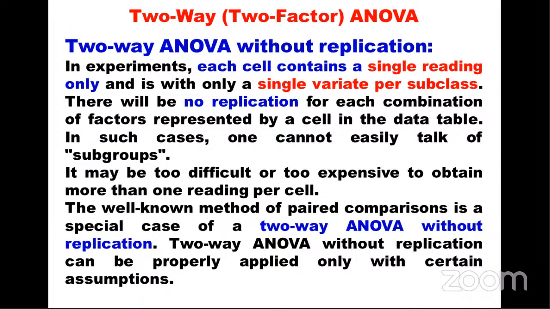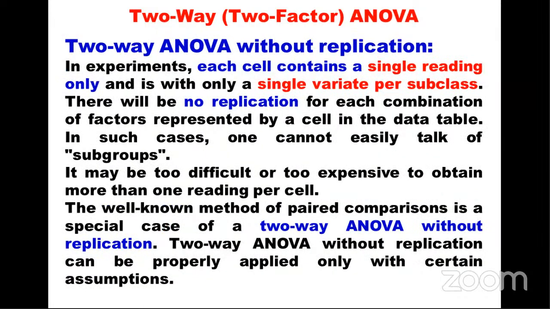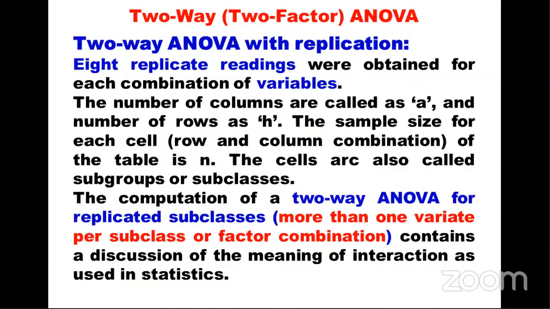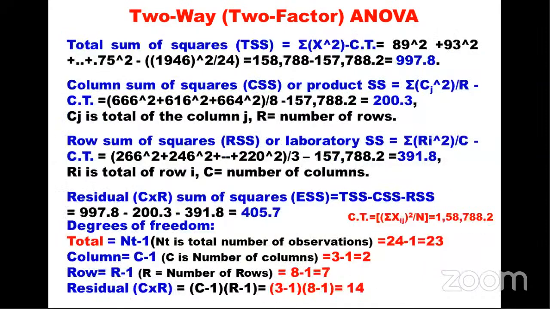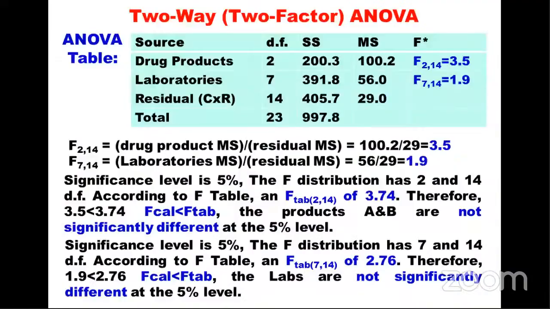The well-known method of paired comparison is a special case of 2-way ANOVA without replications. With replications, there are so many examples, but in the introduction part, I omitted the slides also. It is not required just now. Why? Because generally without replication is more used in our studies. So this is an example without replication. So we'll see this example.